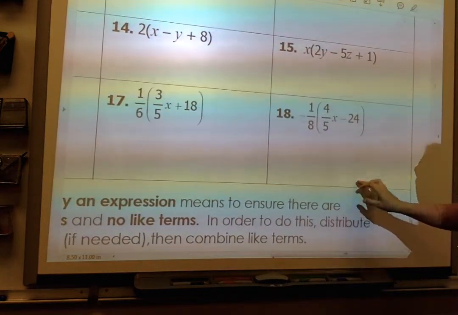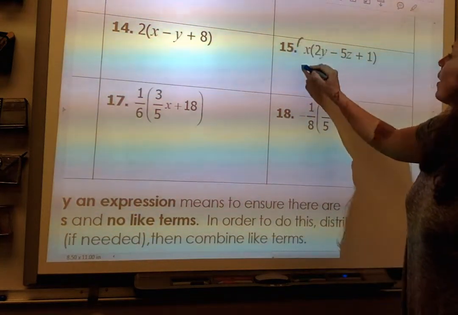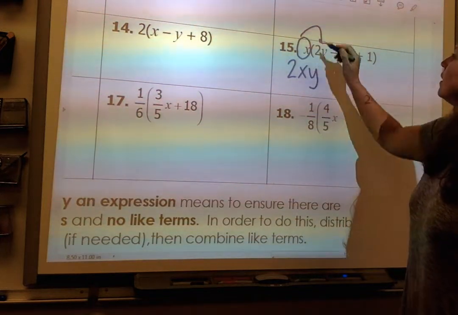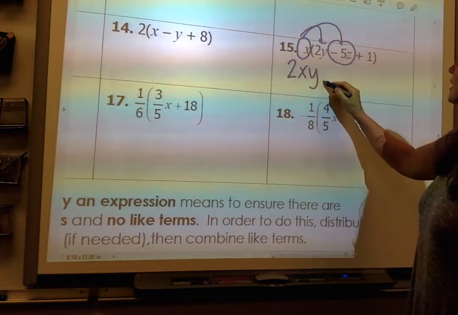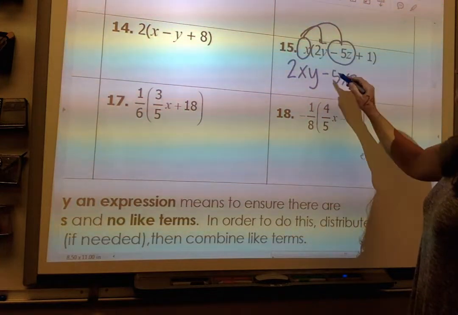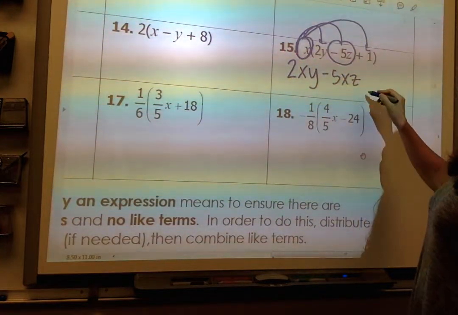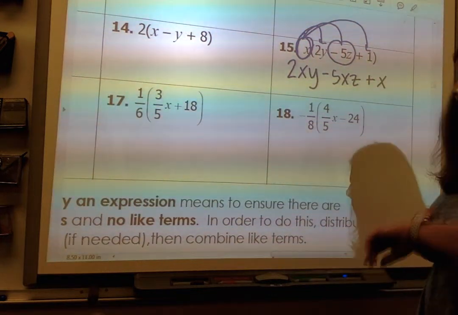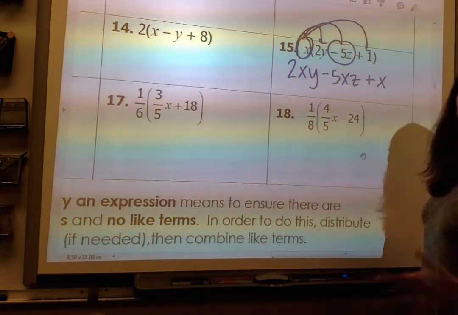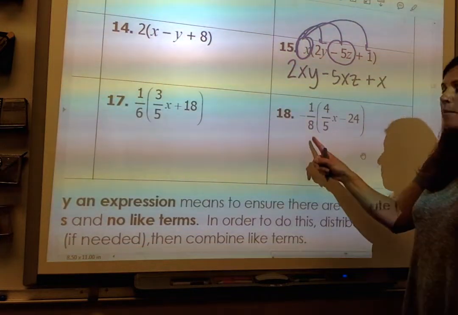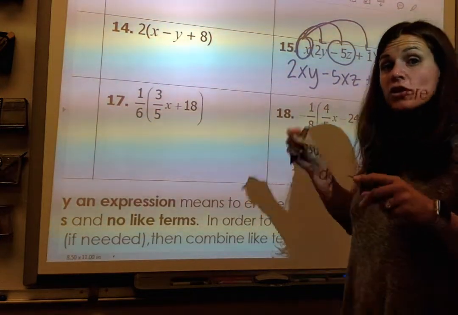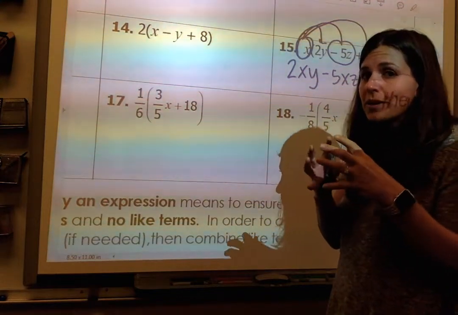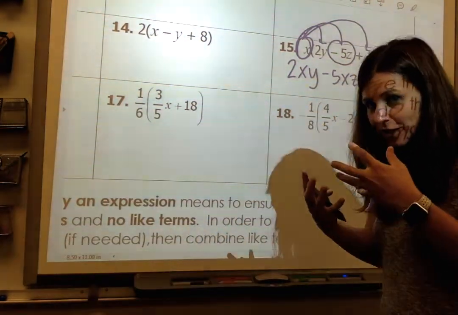And then let's look at 15 and 16. So x times 2y, remember alphabetical order, 2xy. X times negative 5z is negative 5xz. And x times positive 1 is positive x. And again, positive x or positive 1x, either way. Remember, if you don't know how to multiply fractions in your head, come see me during tutoring. I hope you're tired of me saying that and you actually come to see me during tutoring.